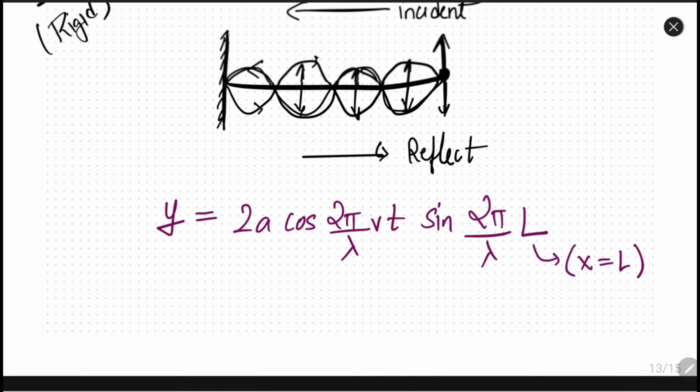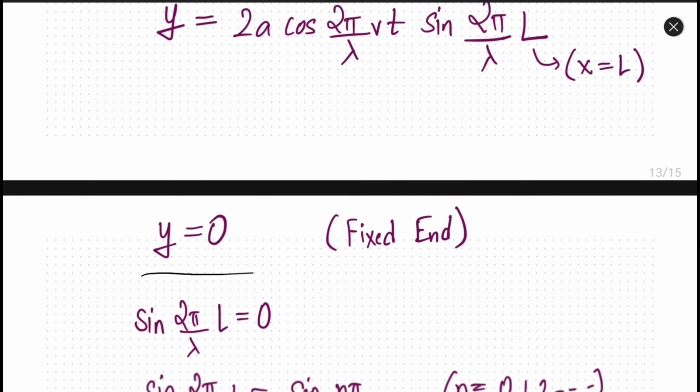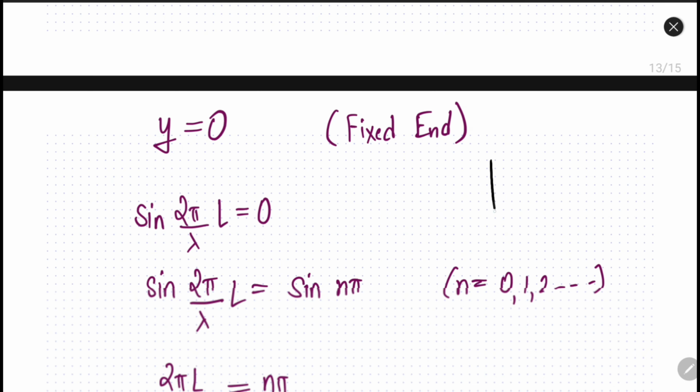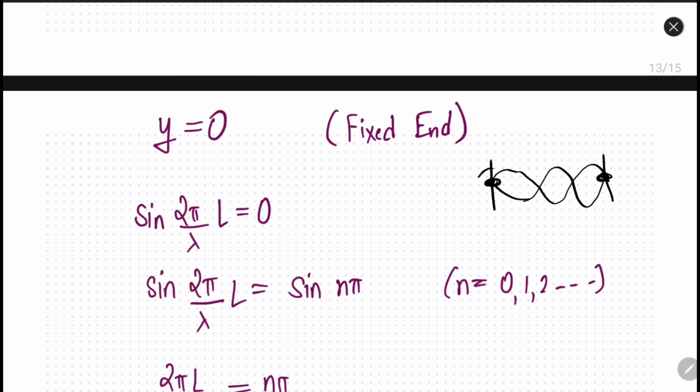So at the end which is fixed, it is necessary to have the amplitude equal to 0. If you have two ends and these two ends are fixed, then it is necessary that the amplitude here remains 0, otherwise it cannot remain fixed. So it means that y must be equal to 0 at these end points.